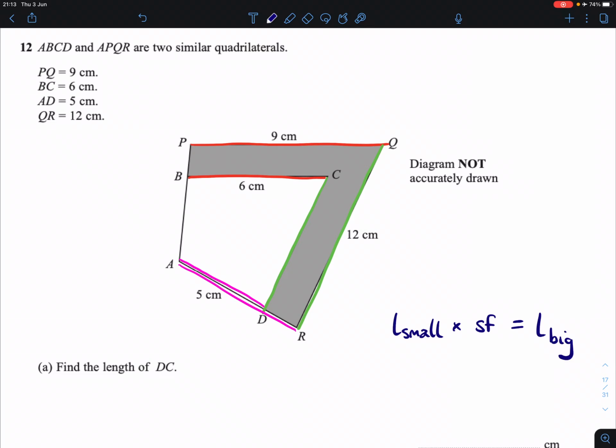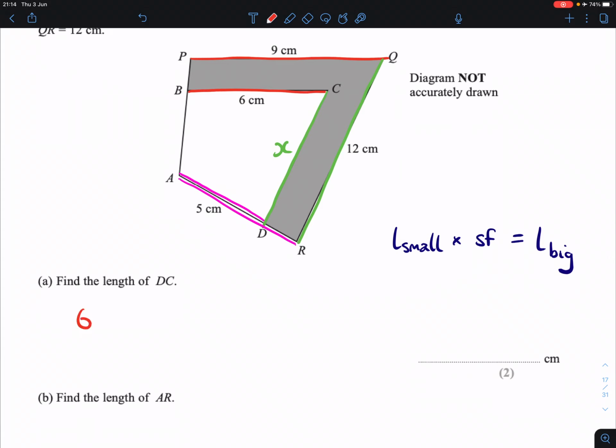So part A is find the length of DC. So this value here is what we're looking for. Before we can do that, we need to figure out what the scale factor was. The same way that my eyes were drawn to these two sides first in red, that's where we start. We have the bigger length and the smaller length, which means we can figure out the scale factor if we sub them in. So 6 times the scale factor equals 9. Divide both sides by 6, scale factor is 1.5.